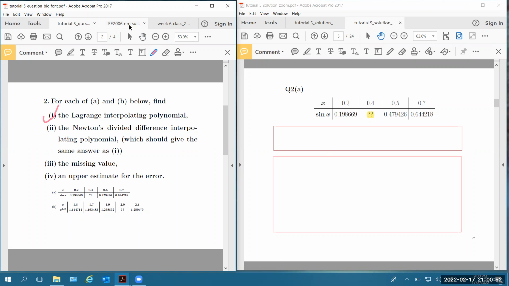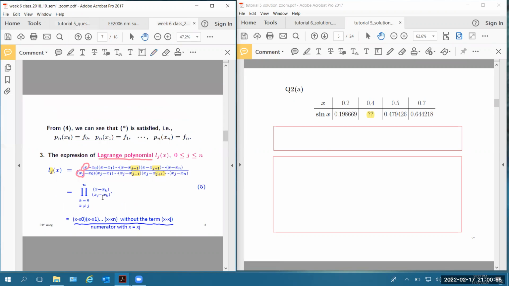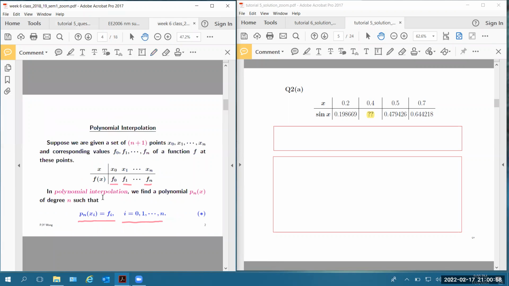Okay, Lagrange polynomial. This is the one, right? Lagrange polynomial. This is our problem, right? So first of all, we should decide how many points are given to us. How many points are given to us? Yeah, class. How many points are given? Hey, class, what do you think?